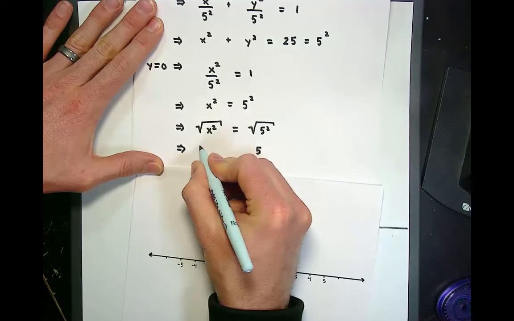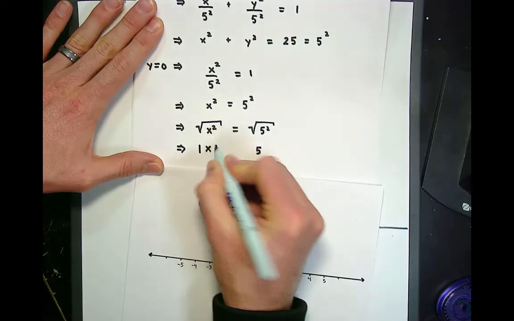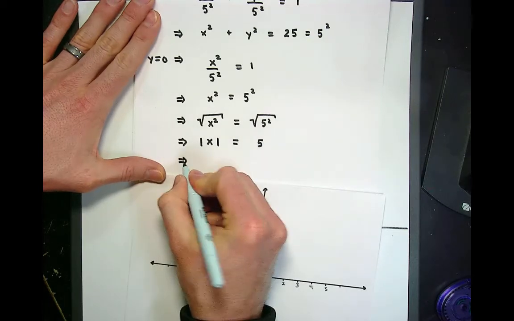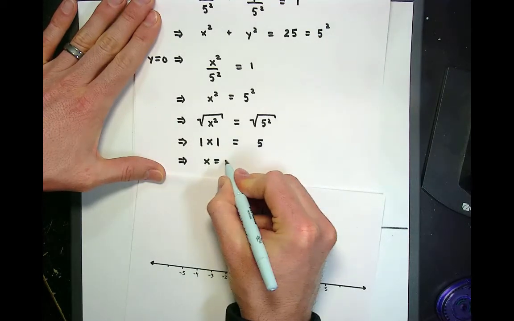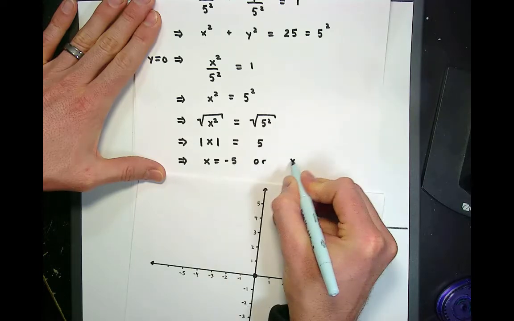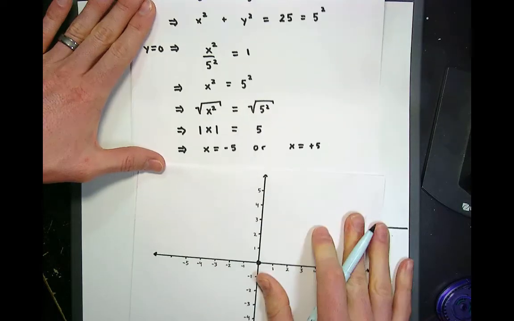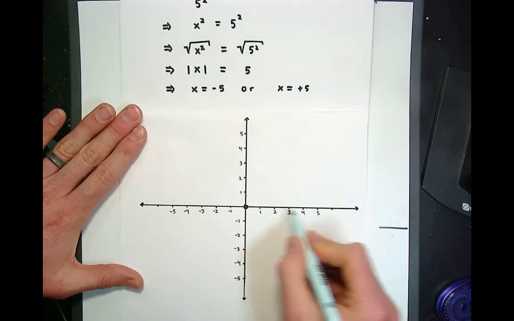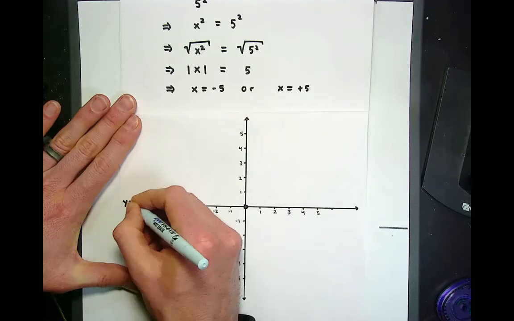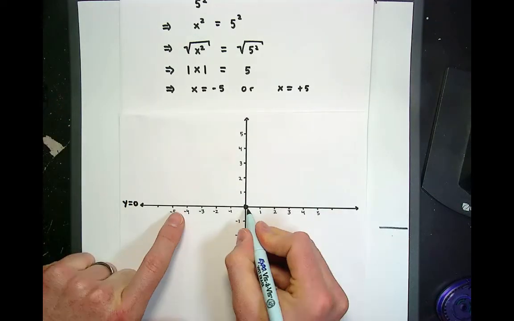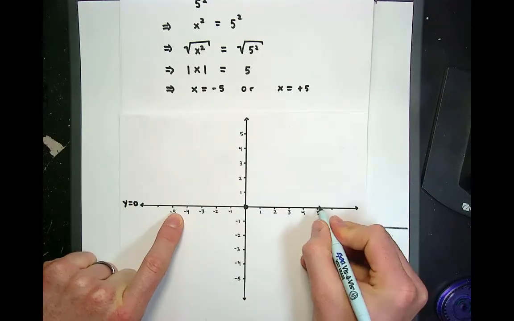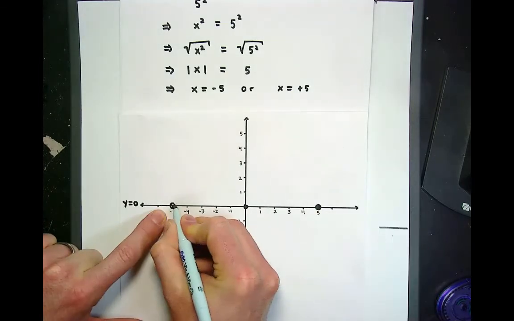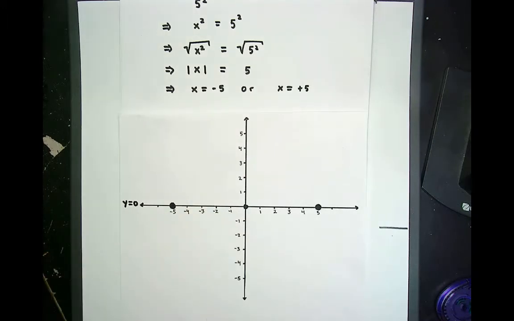And so many students make this mistake: the square root of x squared is the absolute value of x, which means really we have 2 points here. We have x equal to -5 or x equal to +5, based on our algebra of absolute values. And what that means is when we go along the y equals 0 line, there are 2 points equidistant from the center. One of the points is over here at +5, one of the points is over here at -5.